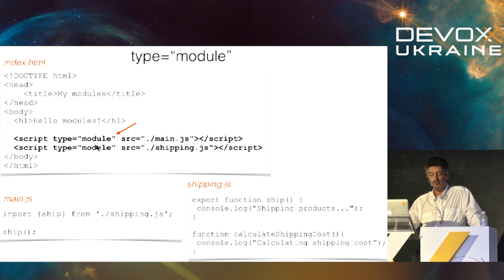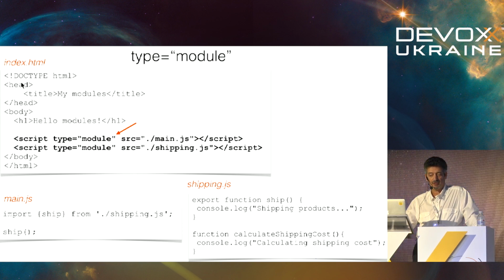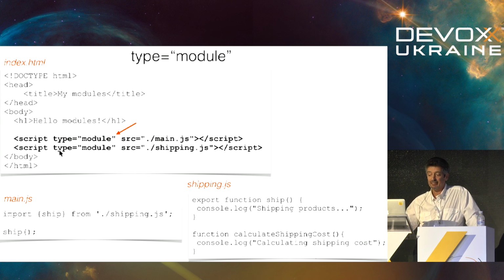They allow you to use this special keyword in type. See, this is HTML, for example. In HTML, you have script tag, which is a standard tag, right? And you can use, instead of JavaScript, you say module. And it'll understand that I need to load it, and it'll load the module. In this case, main.js, and it'll load the module shipping.js.